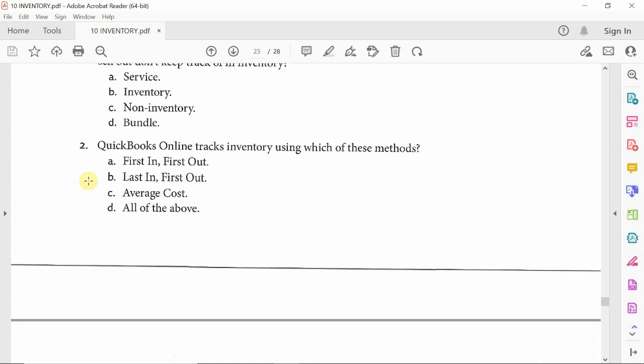So again, you had to read your book, because your book should have told you that QuickBooks Online only uses one of these methods. So let's answer the question. Which one is it? Is it first in, first out, last in, first out, or is it average costing?